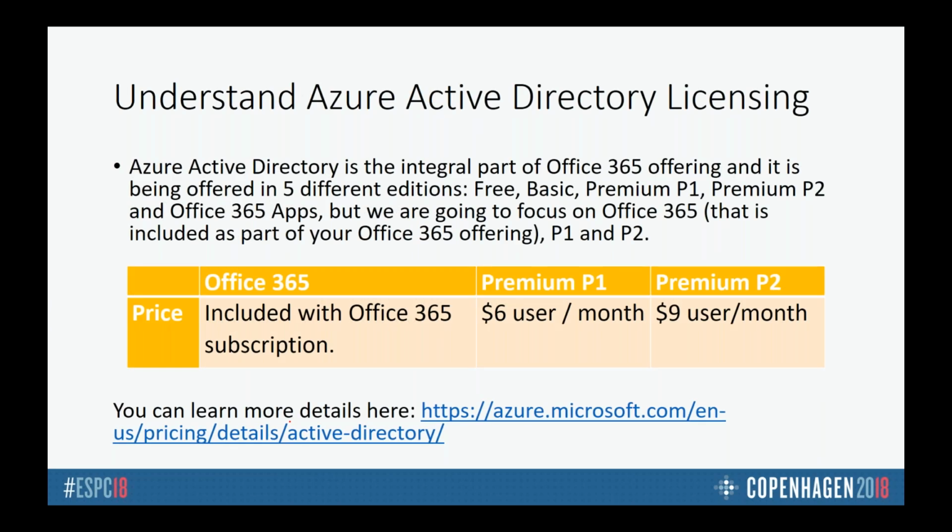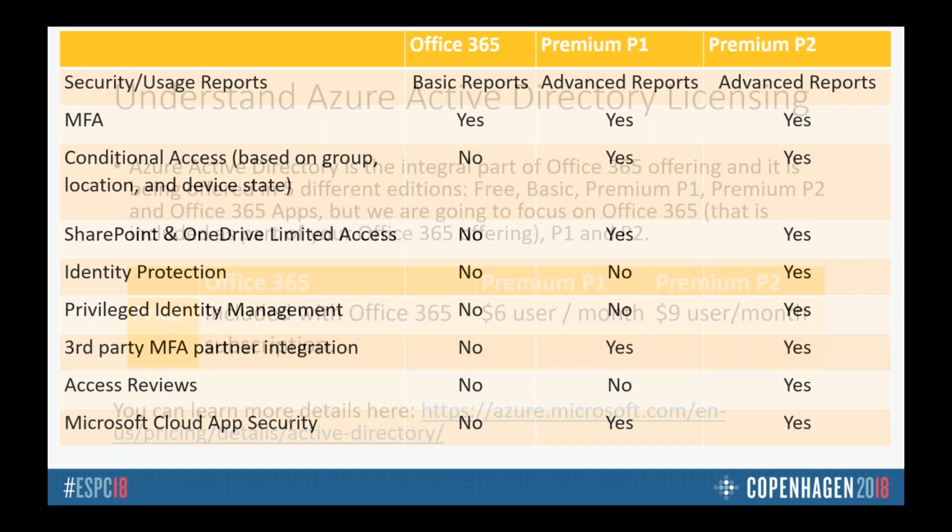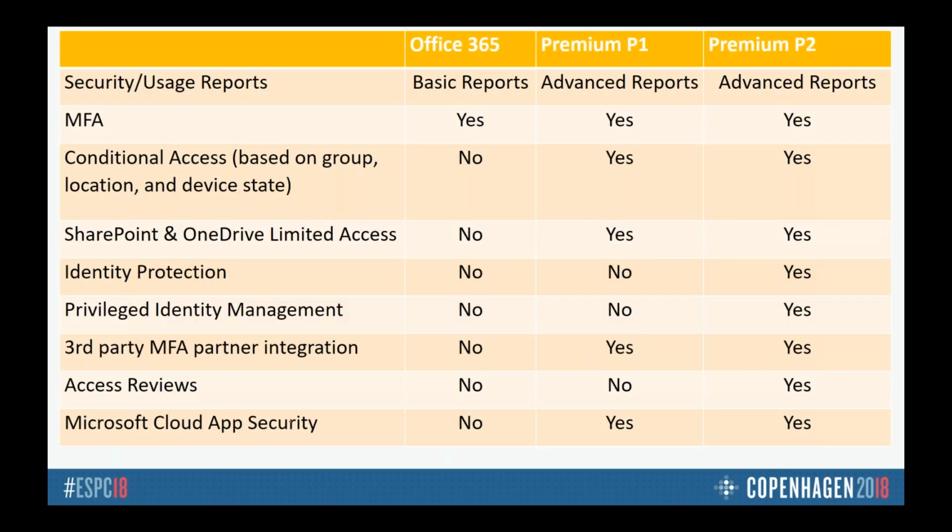So for Azure AD, we have two premium packages, P1 and P2. And I'm just going to show you in the next slide which features are available in which package. If you only have the basic package, you only get multi-factor authentication. All the other things that we mentioned today, more or less, are available as part of one of the two premium packages.